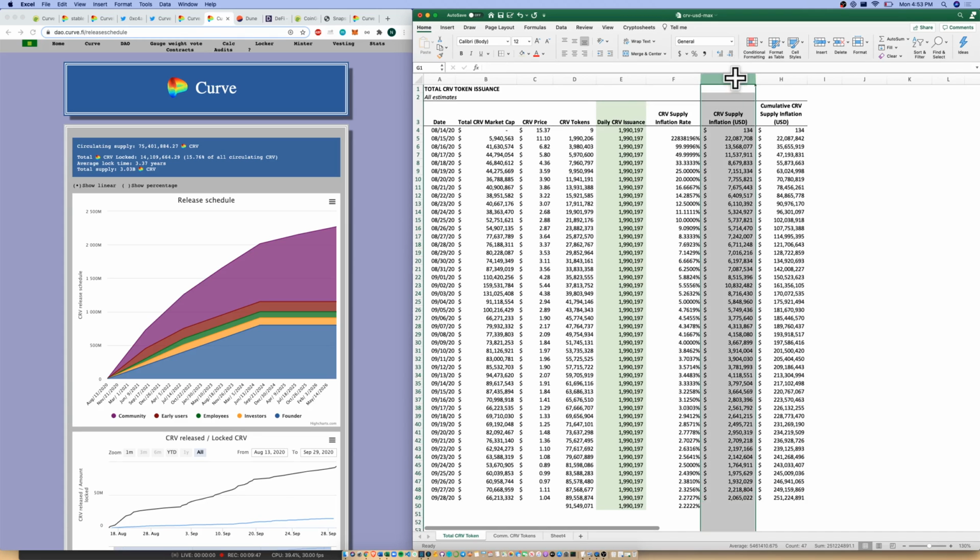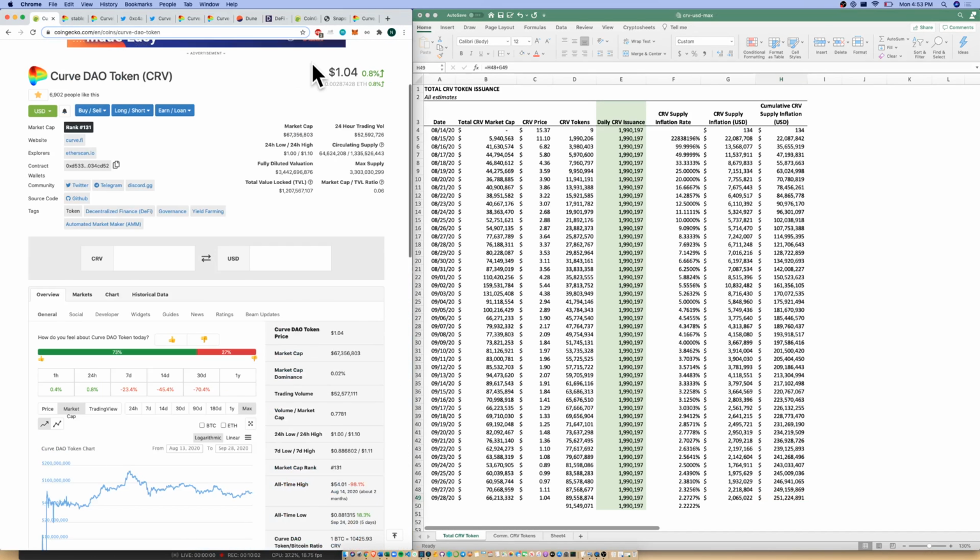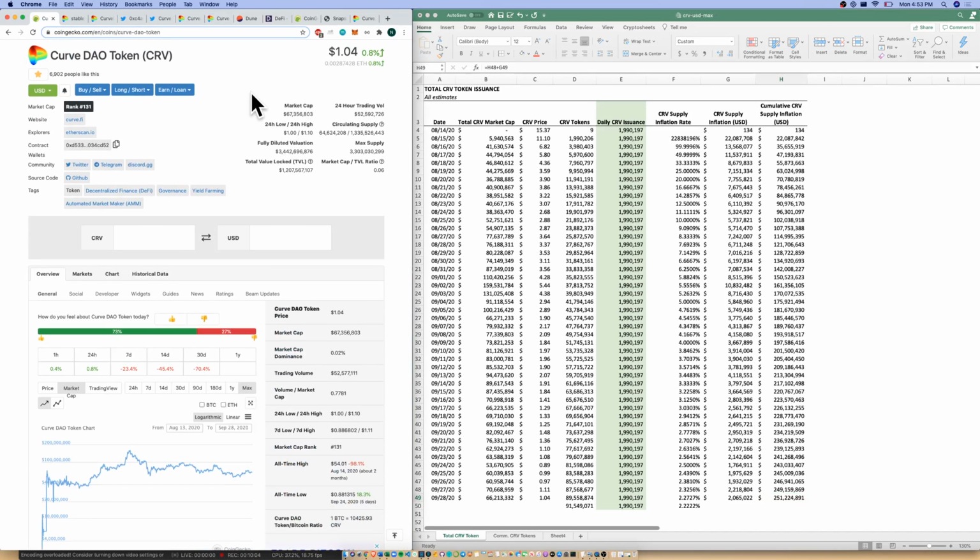That issuance has a dollar value, and here it is in column G. And then if you make that cumulative over the last 46 days since we issued the token, we've issued about $251 million in value. So we can bake that in between our market cap of 67 million and our fully diluted valuation of 3.4 million to see if it's reasonable.